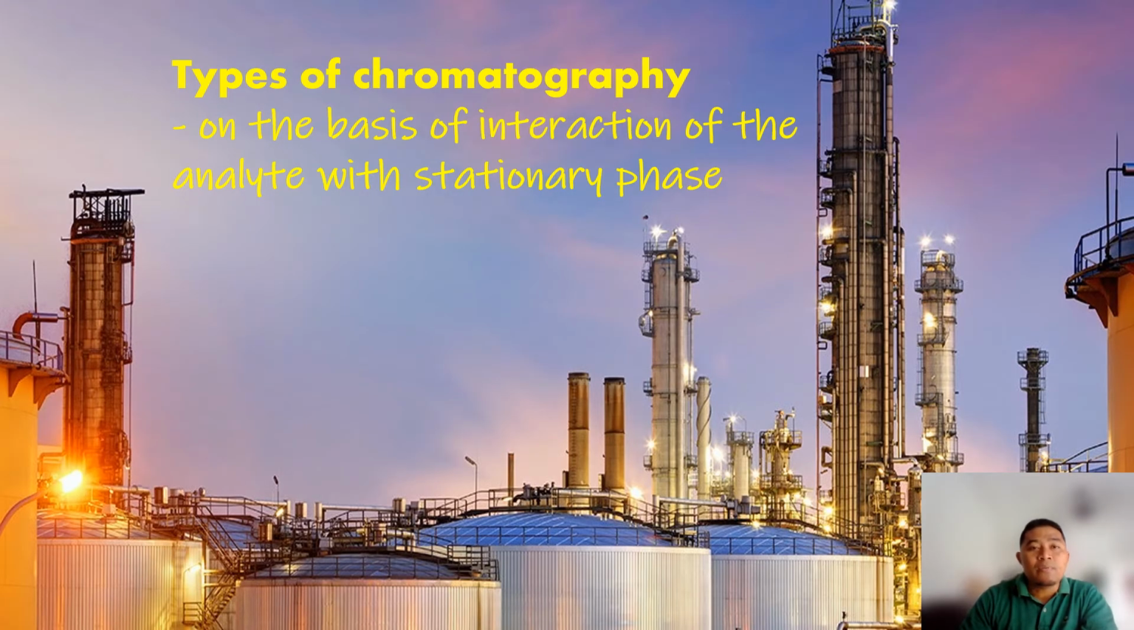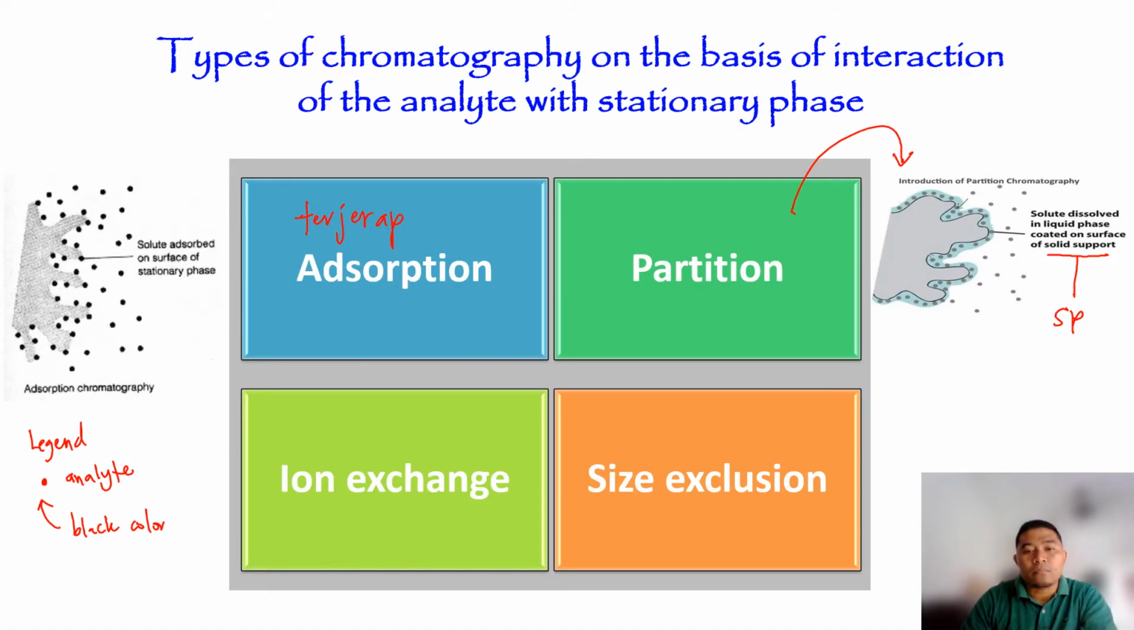So we proceed to types of chromatography on the basis of interaction of the analyte with a stationary phase. As you can see from this diagram, both the left and right hand side. Okay, so there are many types of chromatography. So normally we will use adsorption. Adsorption is terjerap. Alright, so partition, ion exchange, and also size exclusion.